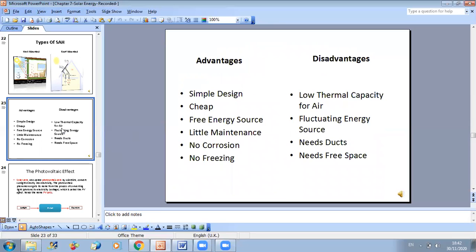Now, the advantages of such a system are that it's simple in design, it's cheap, it's a free energy source, and it requires little maintenance. Since air is circulating and you don't have water, you get rid of the two main disadvantages of water, which are corrosion and freezing. Concerning the disadvantages, air has a low thermal capacity, so we cannot use the system when a very high amount of energy is needed. We have a fluctuating energy source, so solar energy is not always available, and we need ducts and free space.